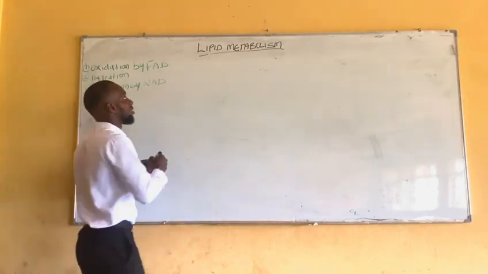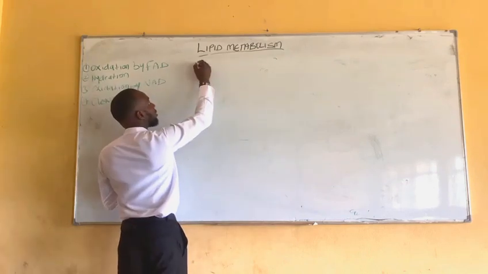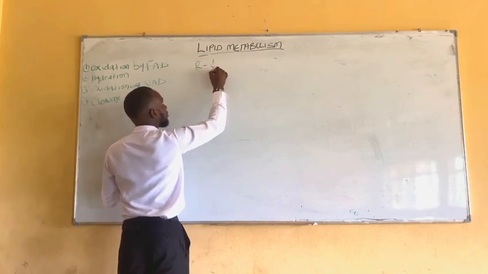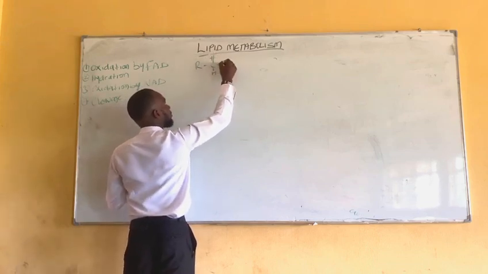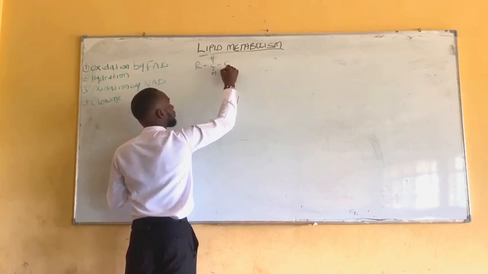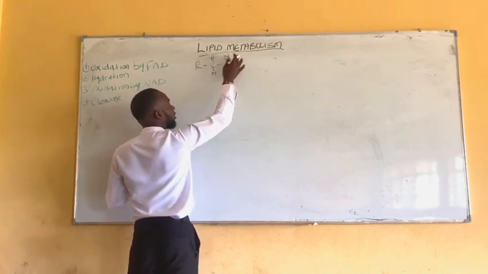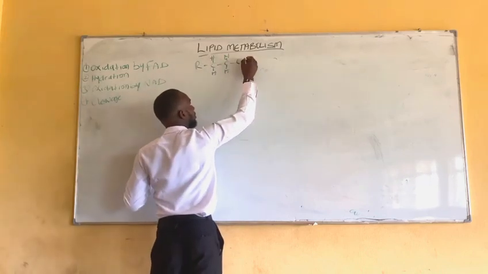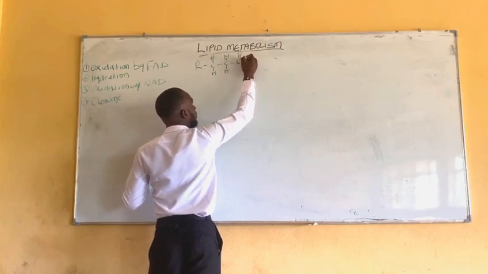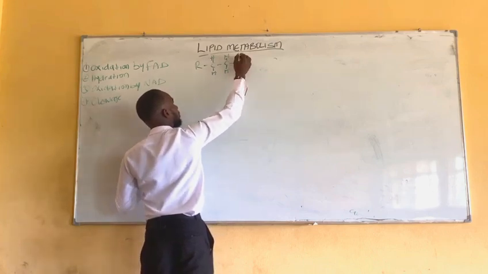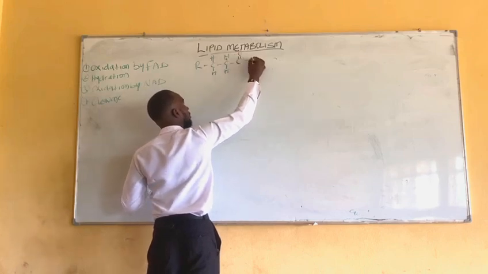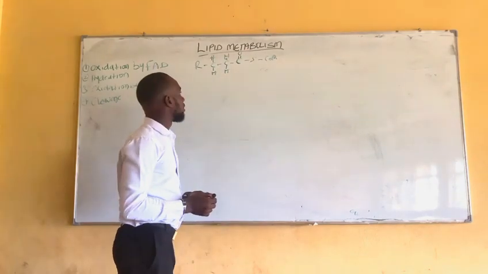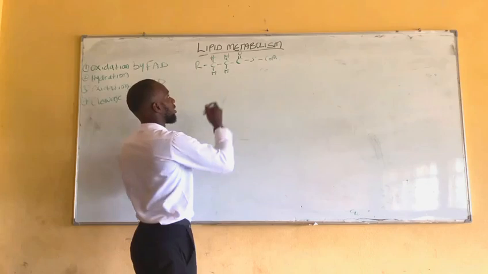Understand? So let's look at it. This is our acyl-CoA, right? This is our acyl side chain, the hydrocarbon side chain. And this here now is going to be the carbon chain. So this is the acyl-CoA.